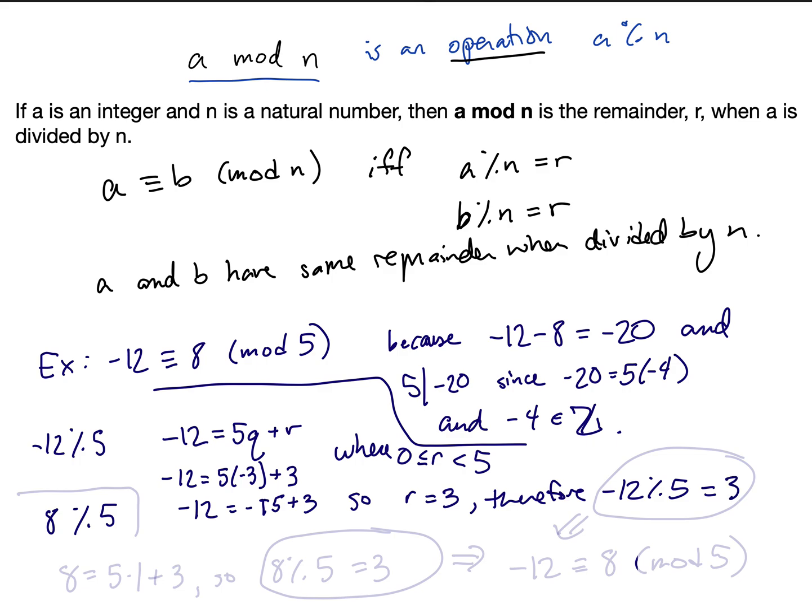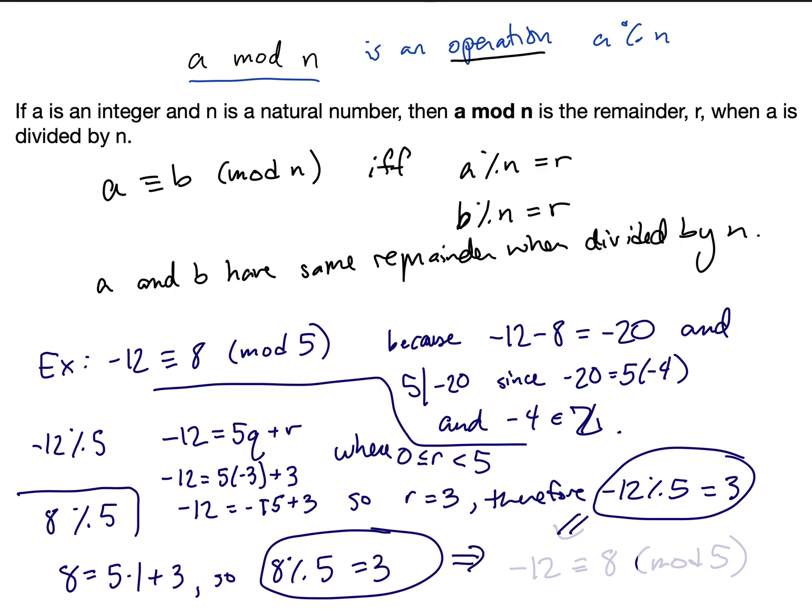Now we can also consider 8 mod 5. 8 is equal to 5 times 1 plus 3. So 8 mod 5 is also 3. And because 8 mod 5 is 3 and negative 12 mod 5 is 3, because they are equal, that implies that negative 12 is congruent to 8 mod 5.